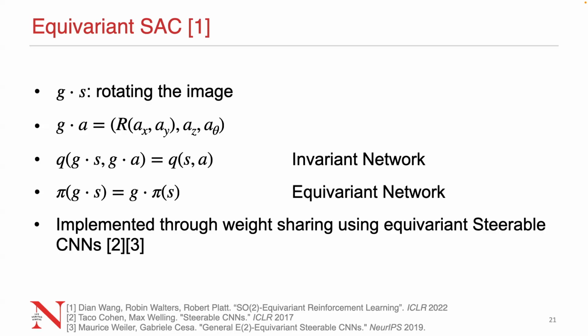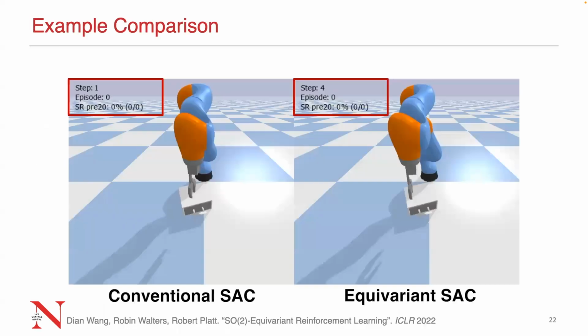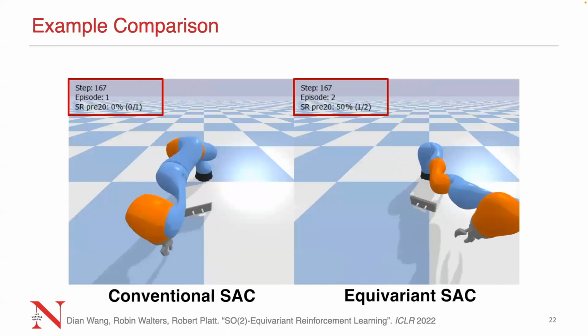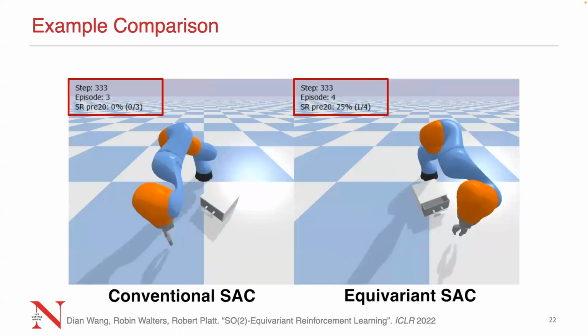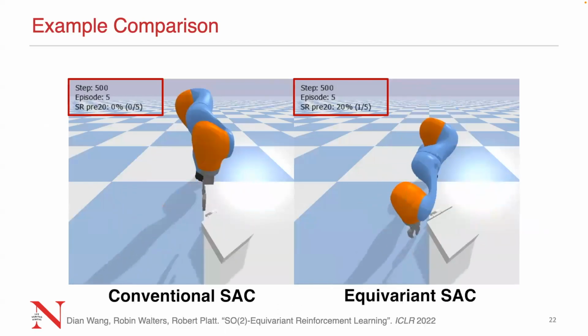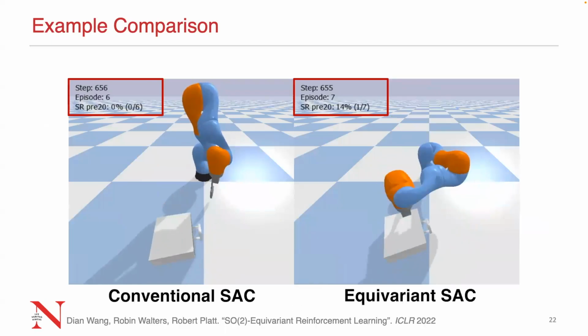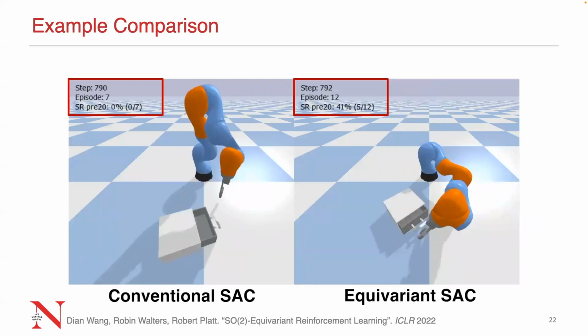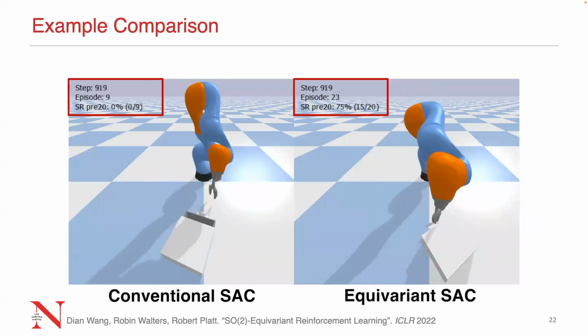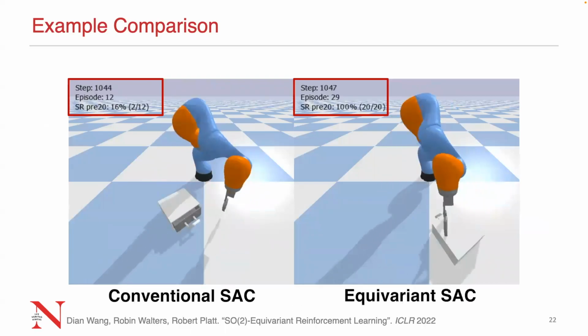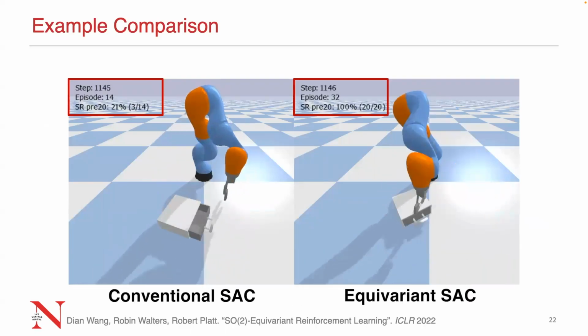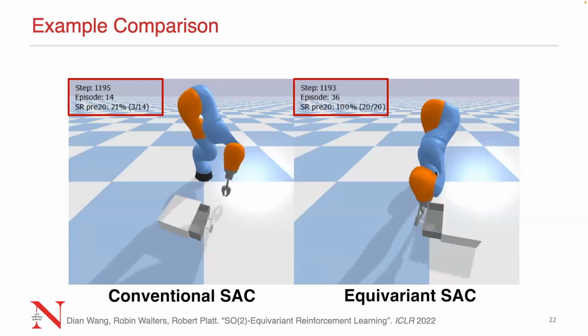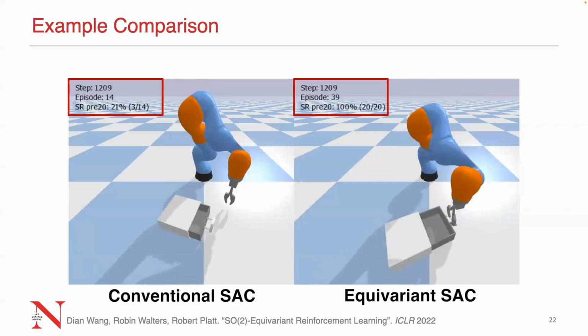Okay, so we have this network, or this method, and it worked out great. Here I have a comparison of the conventional stack algorithm versus our equivariant stack algorithm. We can see that the equivariant stack algorithm is learning to solve this drawer opening task much faster than the conventional stack algorithm. On the left side, I have the number of training steps, the number of episodes it's experiencing, and then the success rate for the previous 20 episodes.